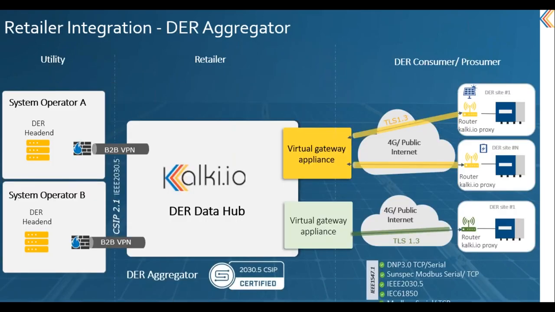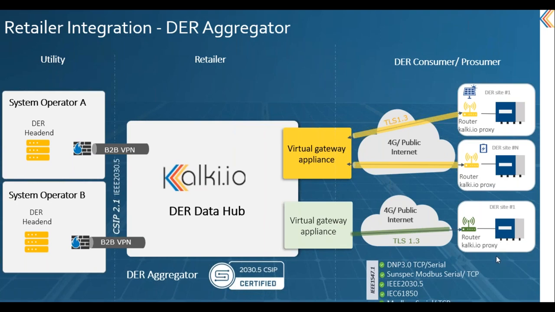Let's look at the solution details here. You can see that there are three stakeholders: utilities, retailers, and DR consumers or prosumers, and there are multiple types of DR customers. My customer has multiple sites, which are connected to the DR data hub, DR aggregator, local DAU, through the customer's VPN, and this customer VPN will be isolated through a virtual gateway appliance. And the virtual gateway appliance will communicate with the DR assets on different protocols like DNP3, Modbus, 3.5, or any customer proprietary protocol through the customer dedicated VPN, or it could be customer internet with a TLS 1.3 tunnel to the aggregator server.